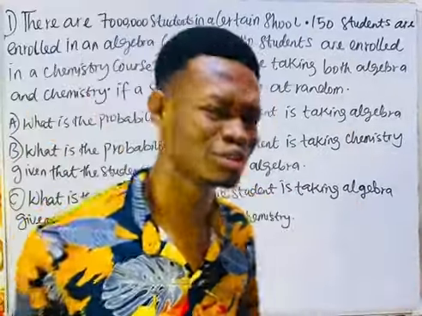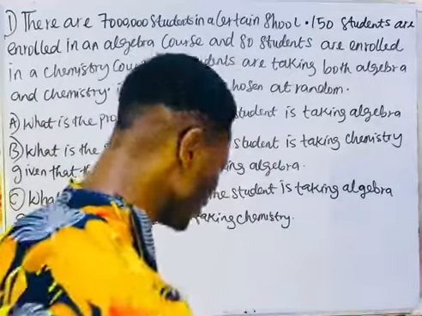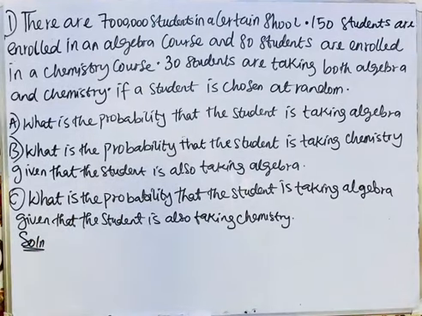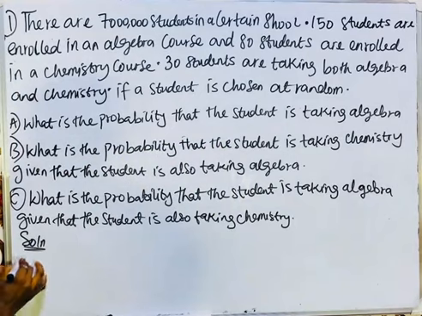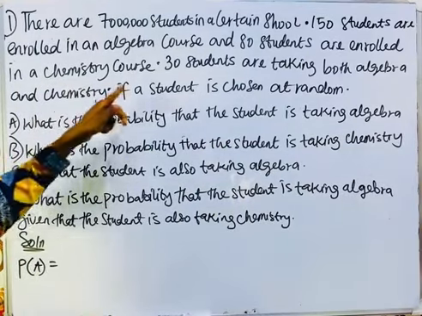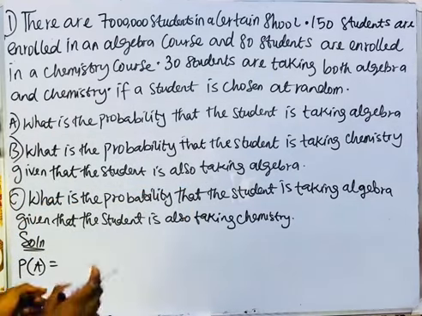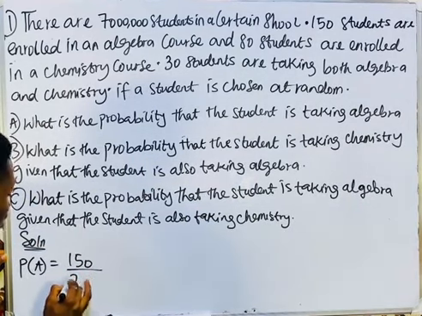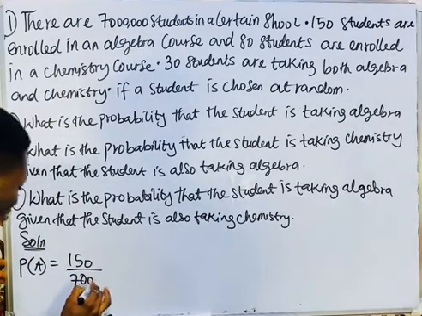So how can we solve this question? You see, this question, as big as it looks, is very simple. So we are going to solve the question. Solution. They said, what is the probability that the student is taking algebra? So the probability that the student is taking algebra is equal to how many people are taking algebra? They said 150 students are enrolled in an algebra course, so it will be 150 over the total students in the school, 150 over 7 million.